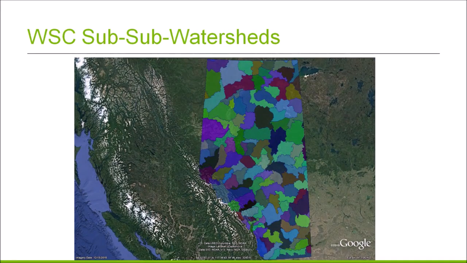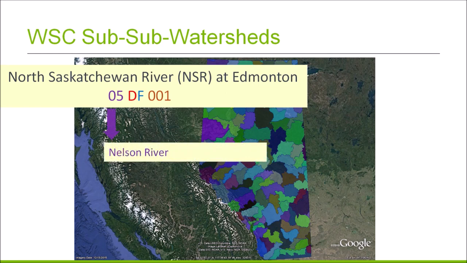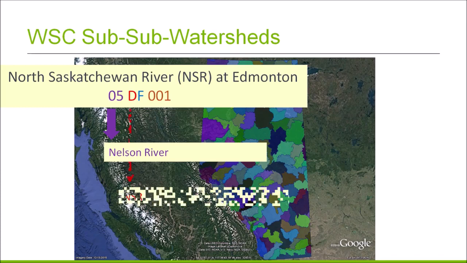These are Water Survey of Canada's sub-watersheds. Now, let me give you an example of how these continental, subcontinental, and other river basins are connected. So, this is a station identification number for the North Saskatchewan River at Edmonton. The number is 05DF001. So the first 2 digits, 05, come from the subcontinental river system, the Nelson River system.